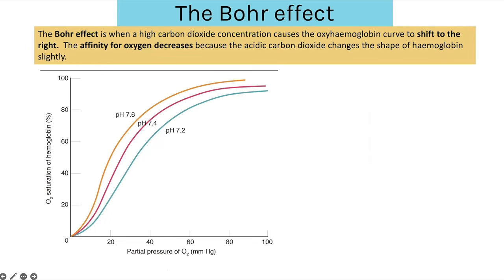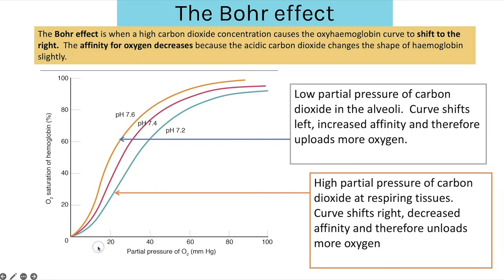Carbon dioxide also has an effect on hemoglobin's affinity for oxygen, and this is known as the Bohr effect. The Bohr effect is when a high carbon dioxide concentration causes the oxyhemoglobin curve to shift to the right. What this means is, even at the same partial pressure, for example at 20, when the curve is shifted to the right, you have a lower saturation than you would if the curve was shifted to the left. So even at the same partial pressure of oxygen, you have a lower affinity, which means it's going to be unloading the oxygen more readily.